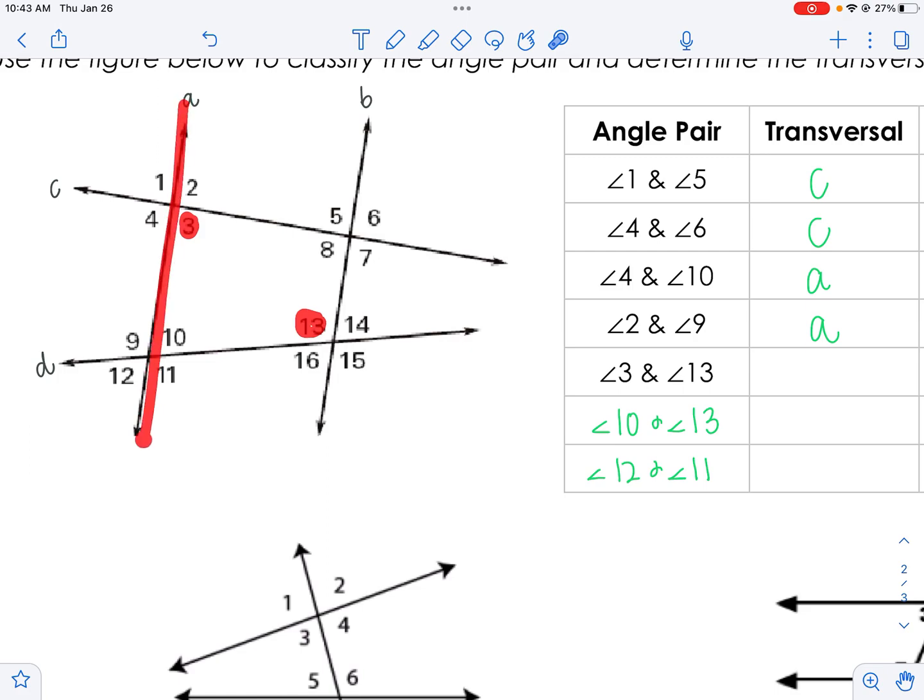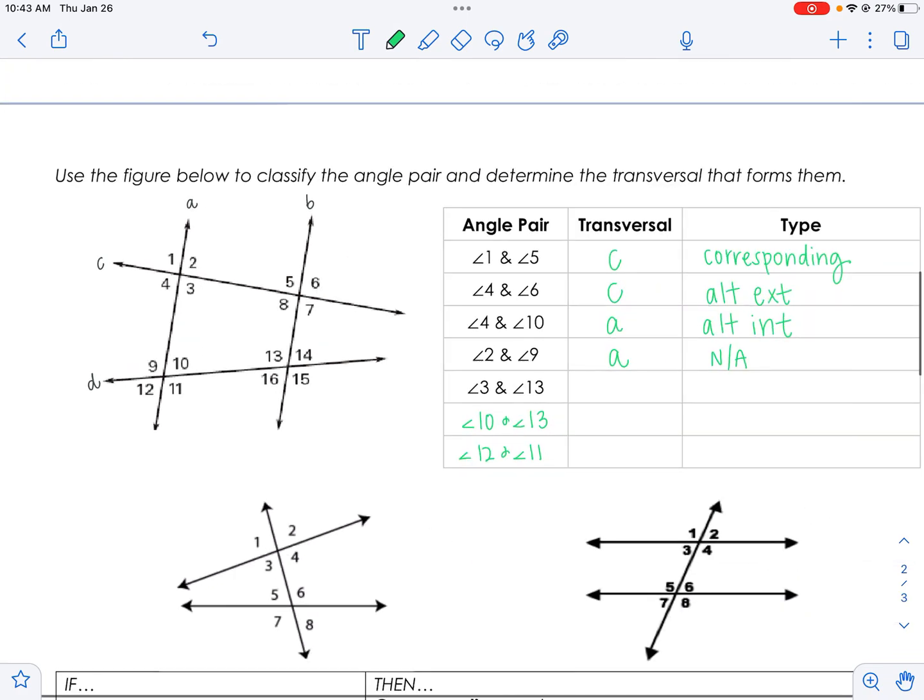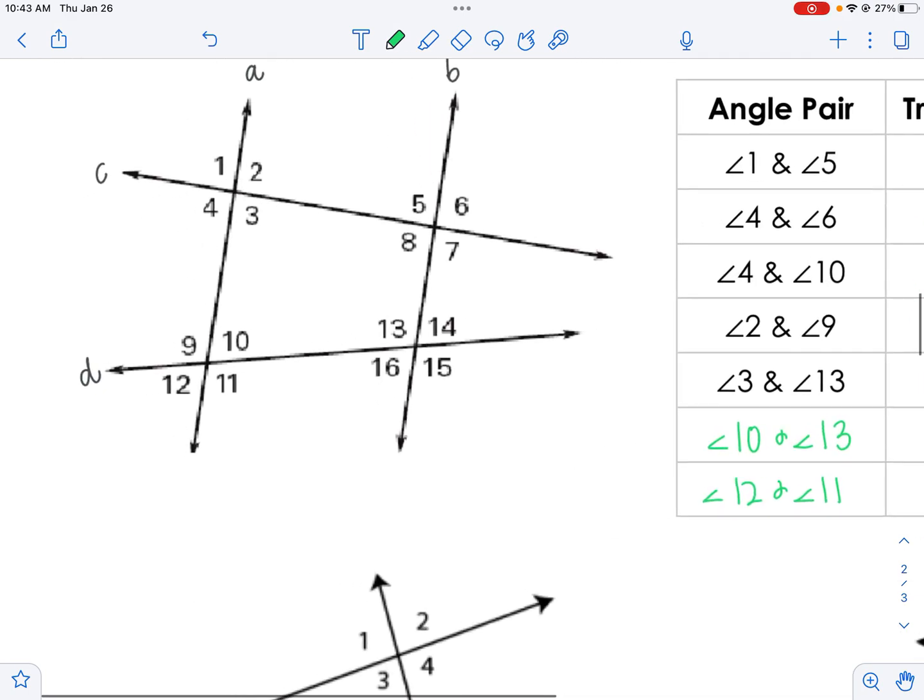There's not a line that only touches angle 3. There's not a transversal, something that actually connects those two sets together. So if there's not a transversal, that's NA, there's automatically no angle relationship. There's automatically no type that is there. So that one was a little bit tricky.